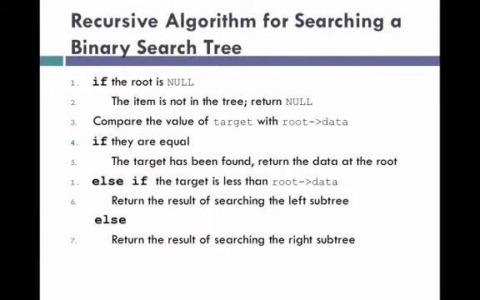Now, a recursive algorithm to search a binary search tree is the following. If the root is null, then the item is not in the tree, so we return null. You compare the value of target with root arrow data, and if they're equal, we've found the target, and you return the data at the root. If the target is less than the root data, then you return the result of searching the left subtree, else return the result of searching the right subtree. So these are our recursive definitions here.